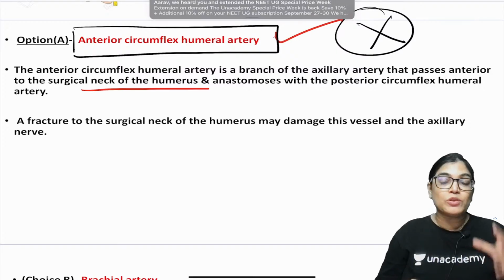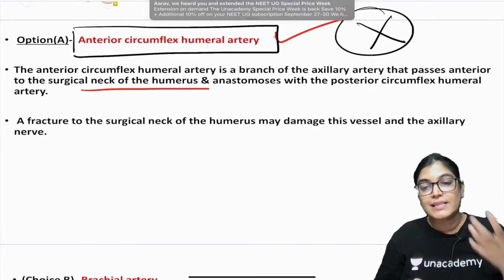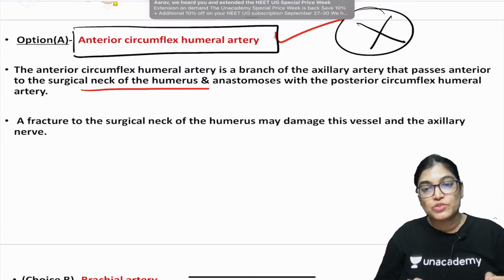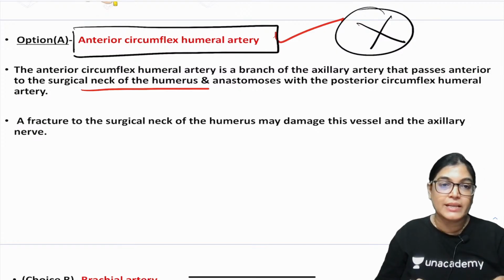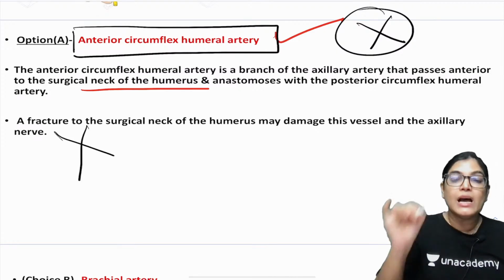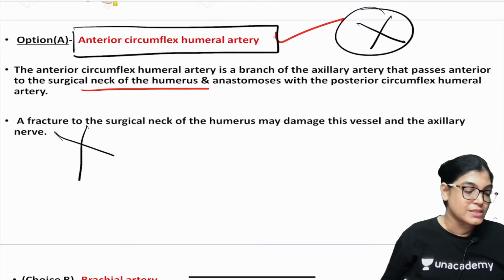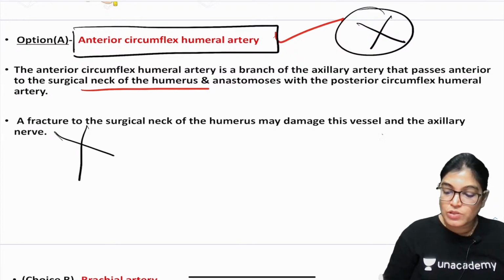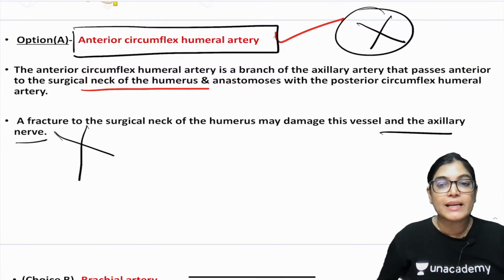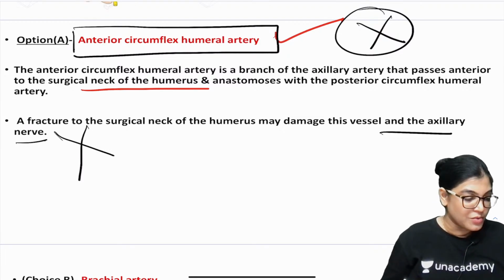So if we had to mark it as the right answer, we would have to go for the surgical neck of the humerus as the level of injury, and the level of injury mentioned in this MCQ was the humeral shaft posteriorly. So this is not the correct answer. Along with the surgical neck of the humerus, the fracture line or injury which injures the anterior circumflex humeral artery will also injure which nerve? Axillary nerve. My dear friends, the axillary nerve will be injured.